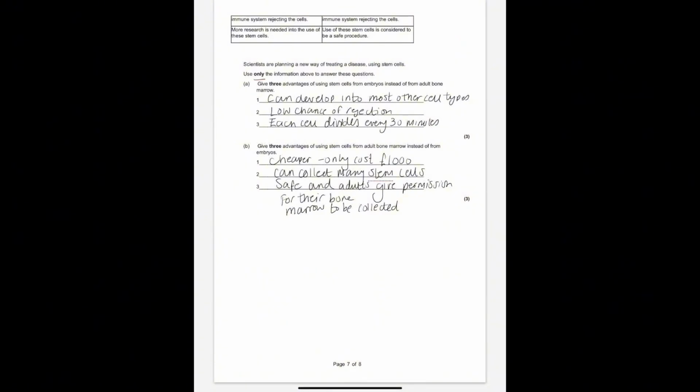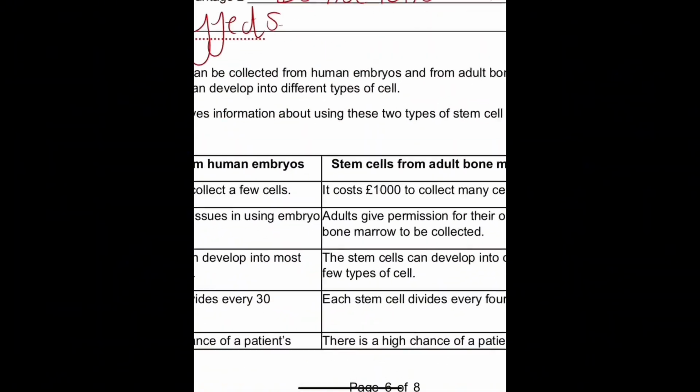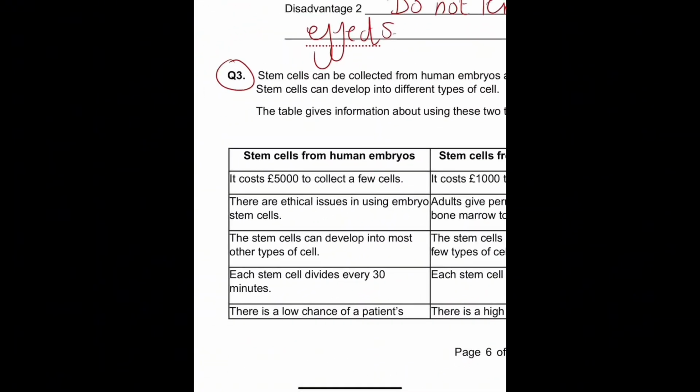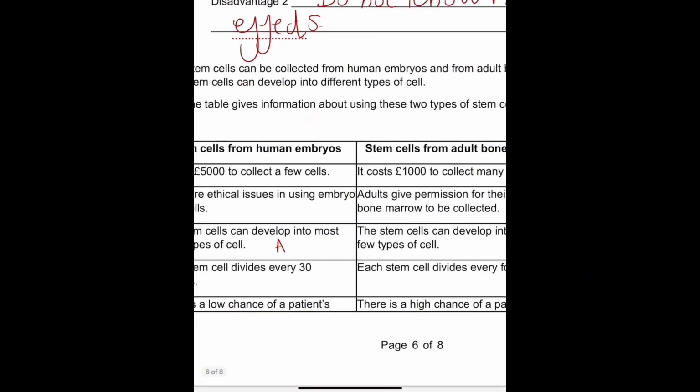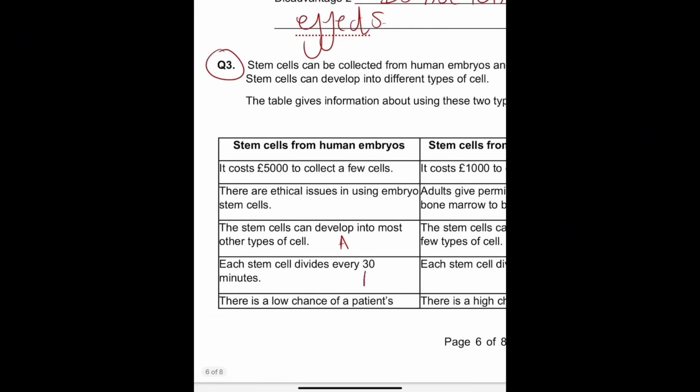Give 3 advantages of using stem cells from embryos instead of from adult bone marrow. So let's look at the human embryos. Let's look at the information that we have. So it costs $5,000 to collect a few cells. I wouldn't say that's an advantage. There are ethical issues in using embryo stem cells. I don't think that is an advantage. The stem cells can develop into most other types of cells, so that is definitely an advantage. Each stem cell divides every 30 minutes. So it's a very quick process.